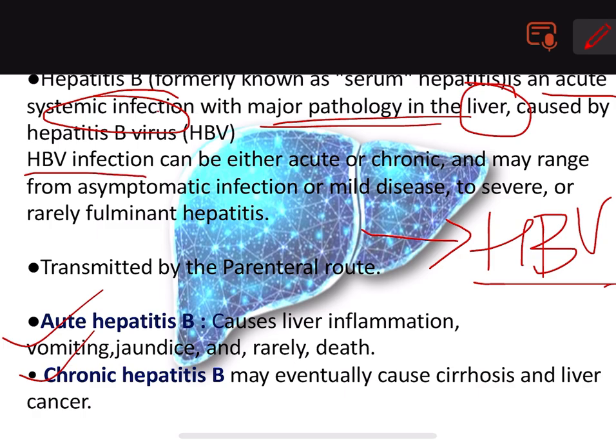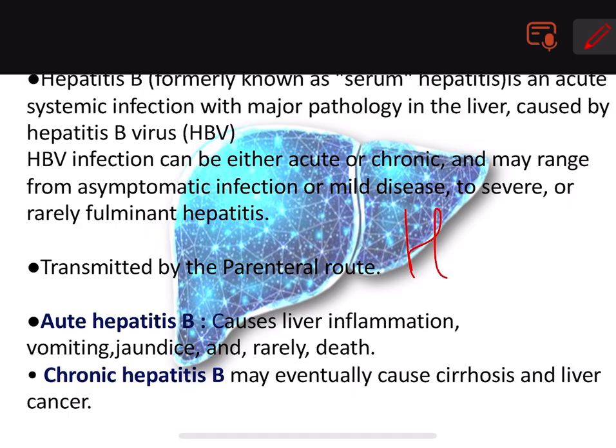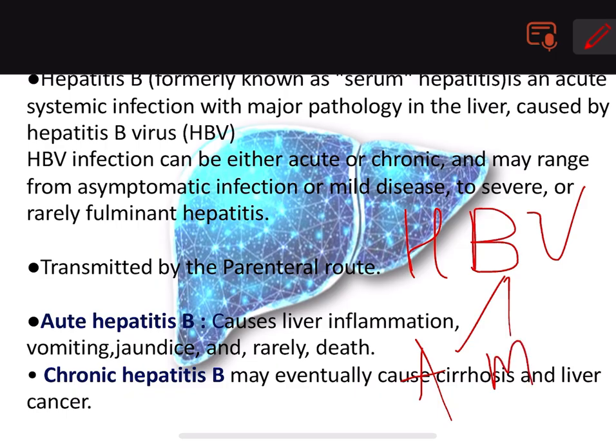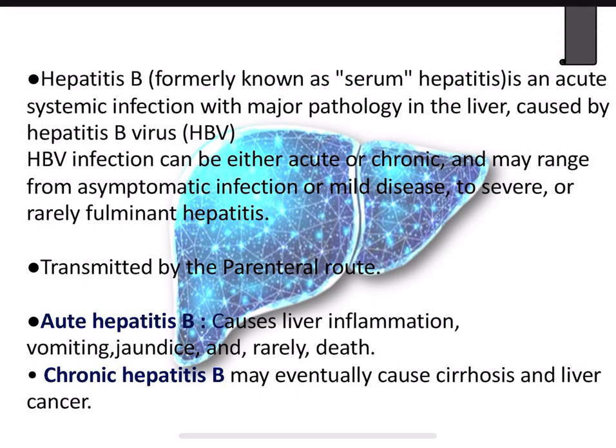Hepatitis B virus infection can either be acute or it can be chronic. It may range from asymptomatic infection, mild disease to most severe or fulminant hepatitis. Is it clear? What can the hepatitis B virus present itself as? It can present as a very asymptomatic case, very mild case, or a severe case, or fulminant. What is fulminant? Severe and sudden. Sudden plus very severe. Very severe cases, we call it as a fulminant case and a fulminant hepatitis. It is transmitted by the parenteral route most commonly.